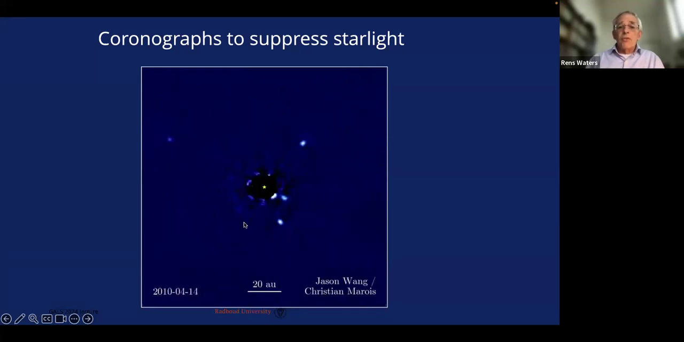If you want to observe planets around stars, here's an example of how this can be done with the coronagraph. This is a very famous example of a very bright nearby star, HR 8799, which has 4 gas giant planets orbiting in very wide orbits. But the star is an A-type star, very bright, and it would completely outshine all the planets that are orbiting it.